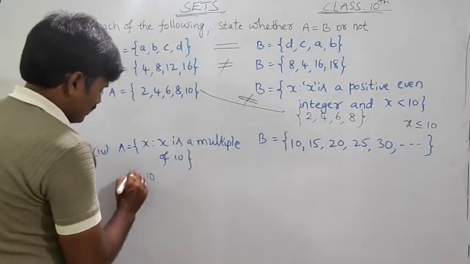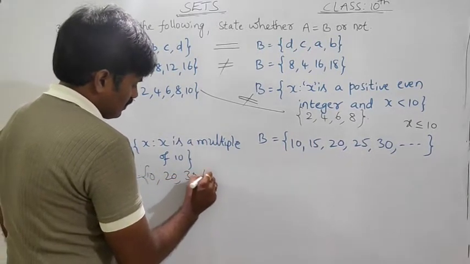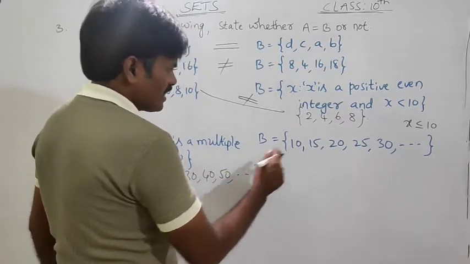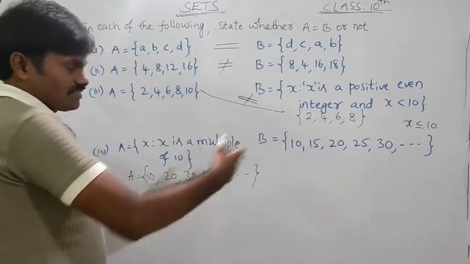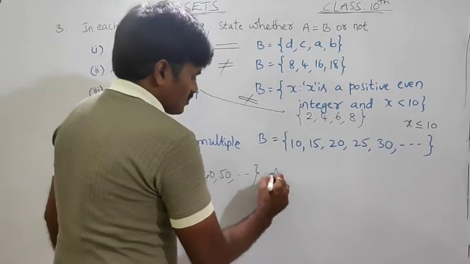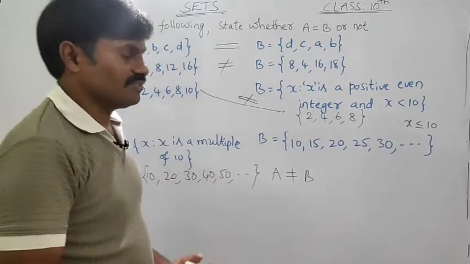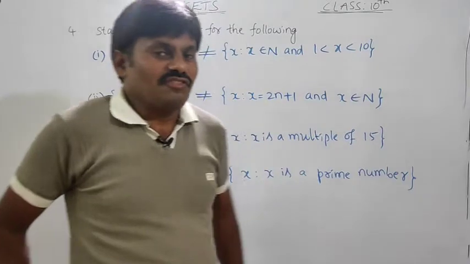So A is equal to the set of 10, 20, 30, 40, 50 and so on. Here D is equal to 10, 15, 20, 25, 30 and so on. Are these the same? No. So here also A is not equal to B. Like this you have to solve these problems. Now see the solution of the fourth problem.